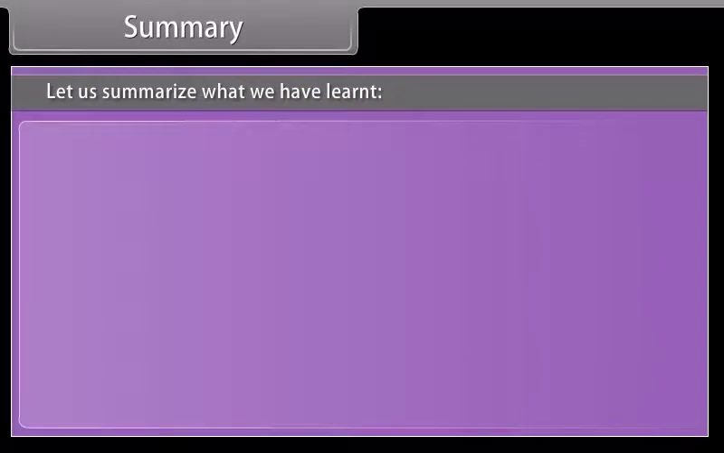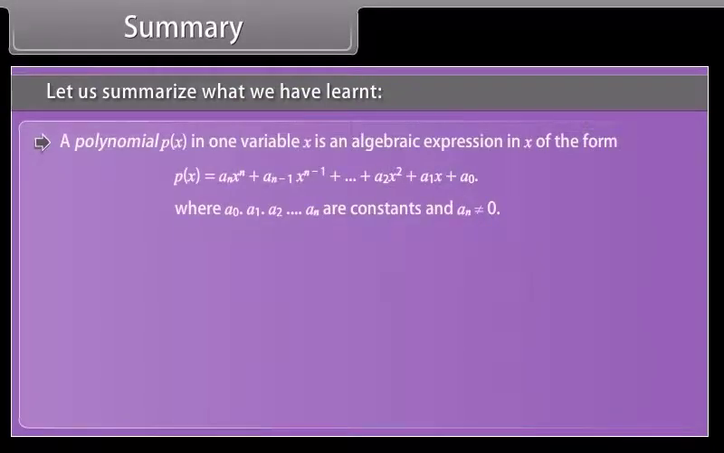Summary. Let us summarize what we have learned. A polynomial p(x) in one variable x is an algebraic expression in x of the form p(x) is equal to a_n x raised to the power n plus a_(n minus 1) x raised to the power n minus 1 plus and so on plus a_2 x raised to the power 2 plus a_1 x plus a_0, where a_0, a_1, a_2 and so on till a_n are constants and a_n is not equal to 0.